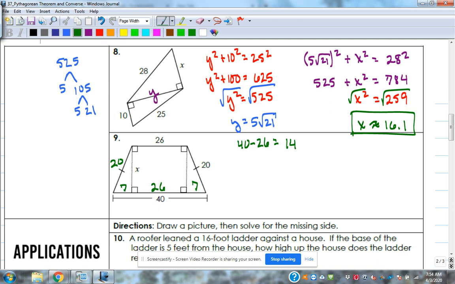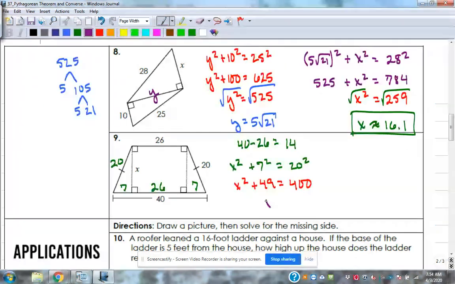Pick up where we left off here. So we had 40 minus 26 was 14, and then there's 7 on each side that makes up that 14 difference in the smaller base and the larger base. So that allows us to set up a Pythagorean theorem where we have x squared plus 7 squared equals 20 squared. To find the missing x, x squared plus 49 is equal to 400.